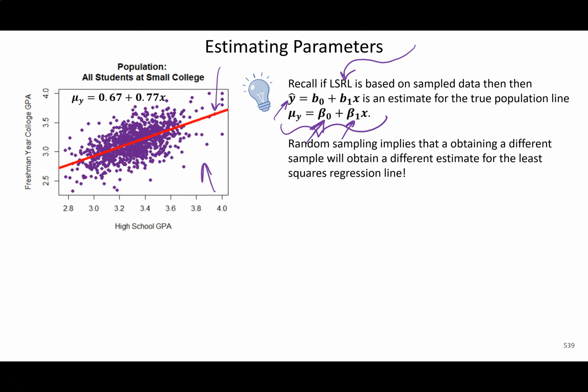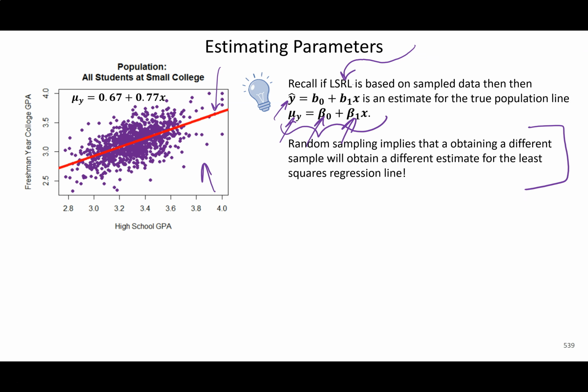Whenever you see Greek letters, it should make you think, oh, this is a parameter. So I have mu of y is equal to beta 0 plus beta 1 x. That is the population line. Every single thing here with the Greek letters should scream that this is from the population.